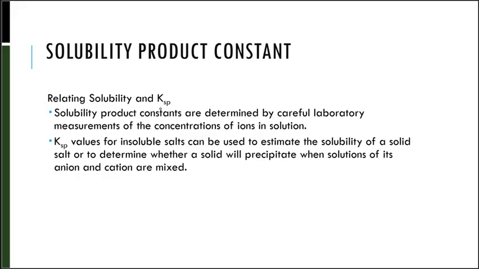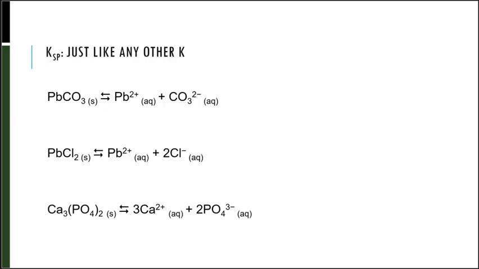Let's relate the solubility and the Ksp. Solubility product constants are determined by careful laboratory measurements of the concentrations of ions in solution. Ksp values for insoluble salts can be used to estimate the solubility of a solid salt or to determine whether a solid will precipitate when solutions of its anion and cations are mixed. Why don't you pause the video here and practice writing the Ksp expressions for these three.